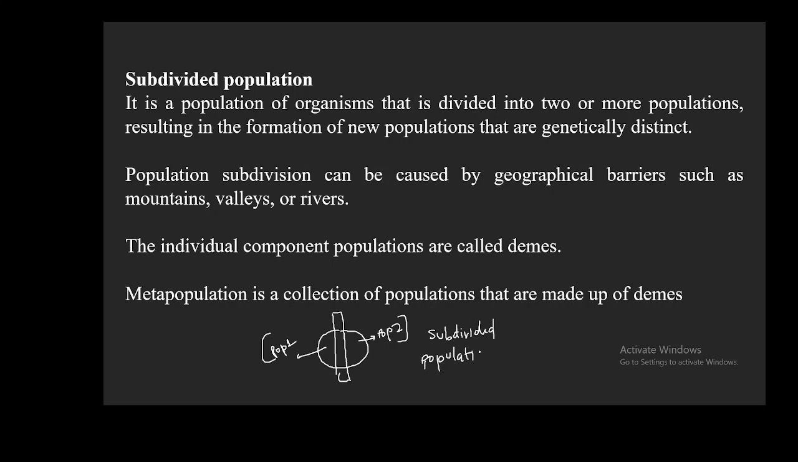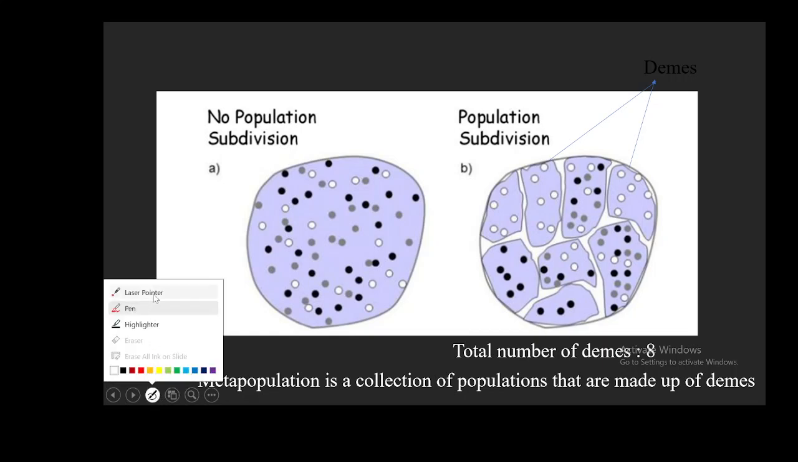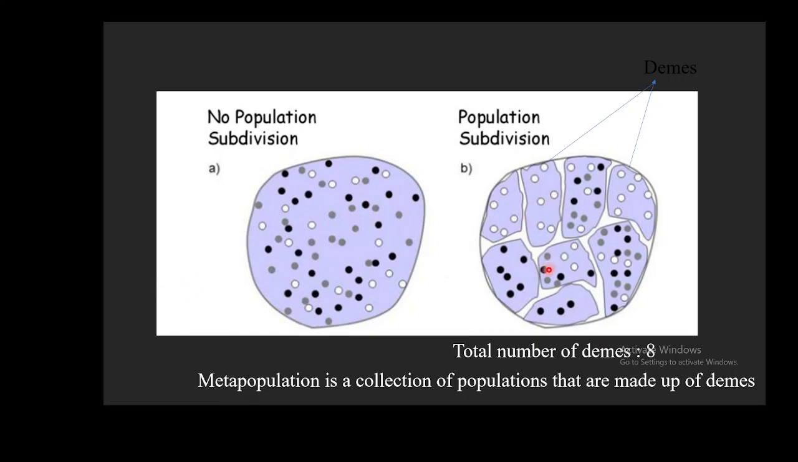Okay, and now we will understand what demes are. So let's see, this is your main population. Now it has been divided into multiple subpopulations, and these subpopulations are known as demes. Can you please count the number of demes in this population? So this is 1, 2, 3, 4, 5, 6, 7, 8. So the total number of demes in this picture is 8.